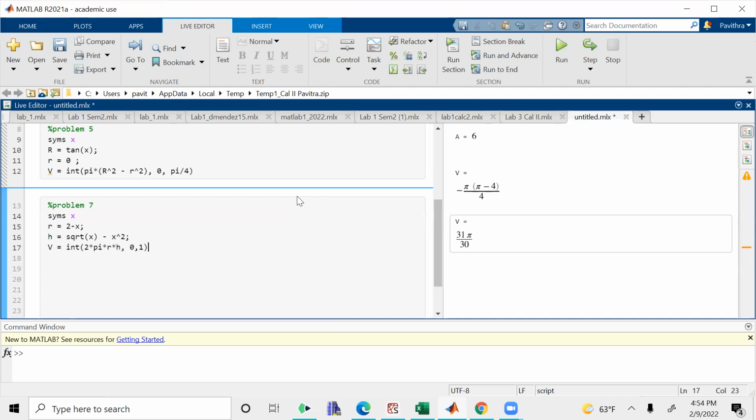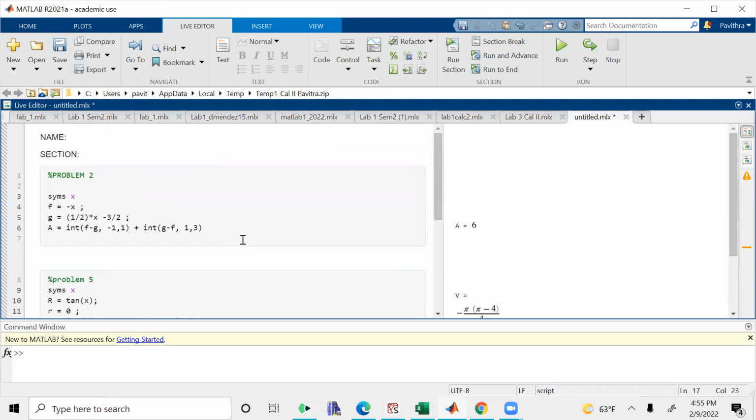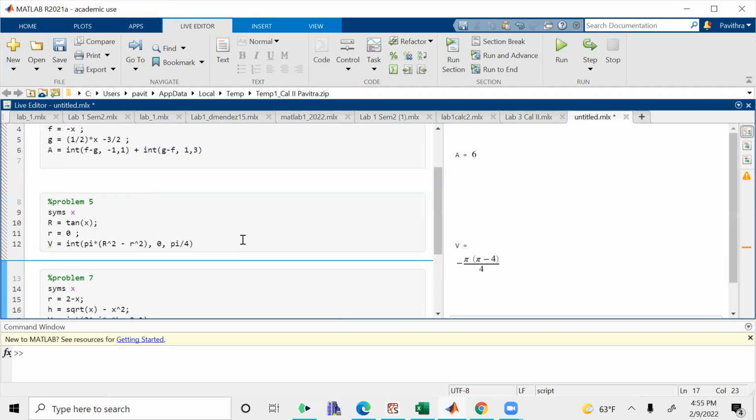31 pi by 30. Okay, so for problem 7, you have to get 31 pi by 30 when you do the hand calculations. Also, for problem 6, you have to get the same answer. Okay, because you have the same questions, you're just using a different method. So you must get the same answer. If you're getting a decimal for 31 pi by 30 and you write it in terms of decimal, that is also fine. But you have to get a correct answer. Okay, so that will be the end of your lab 3.